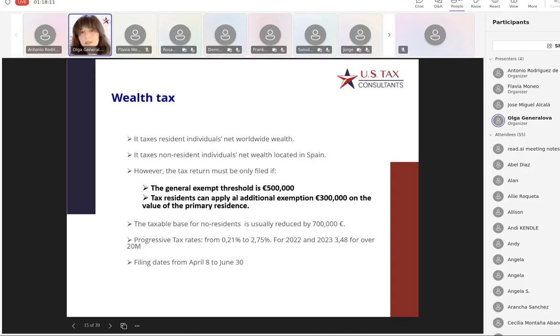An important part is that the return must be filed only if you exceed the general exemption of 700K. And in the case of Catalonia, Valencia, Extremadura, the general exemption will be 500K. And only tax residents can apply an additional 300K exemption on the value of the primary residence per person, because it's an individual obligation.